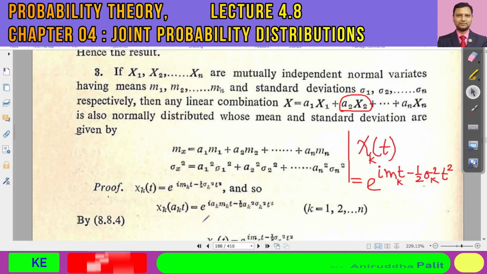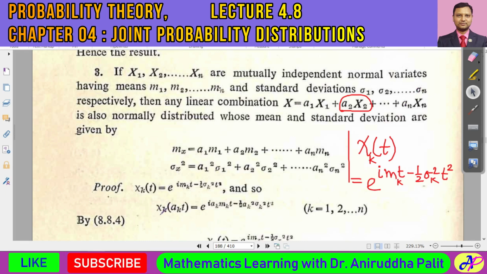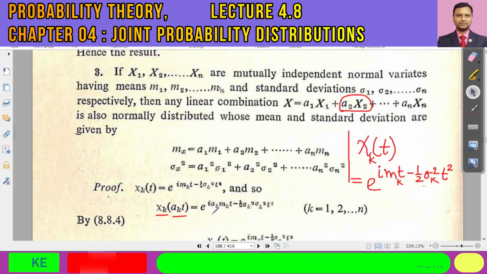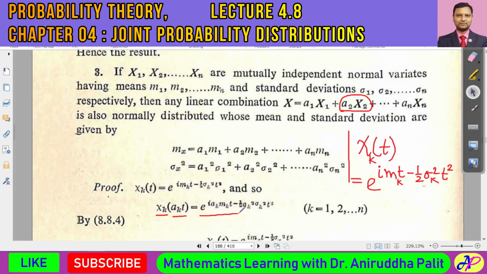How can we compute this result? The corresponding characteristic function would be equal to chi k of a1t, and that would be equal to e to the power of i ak mk t. Just in place of t we are putting ak into t.